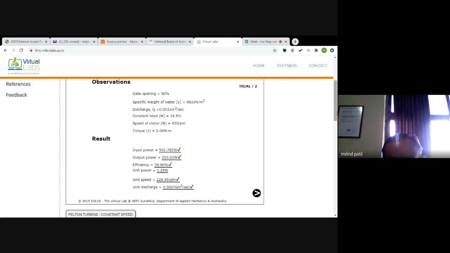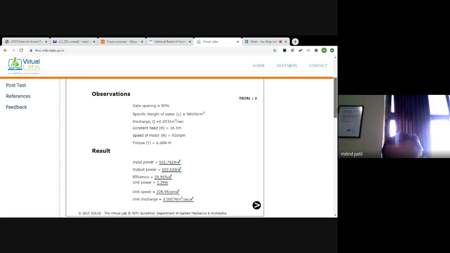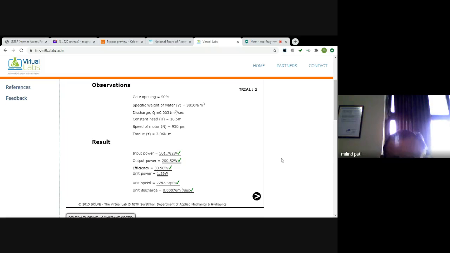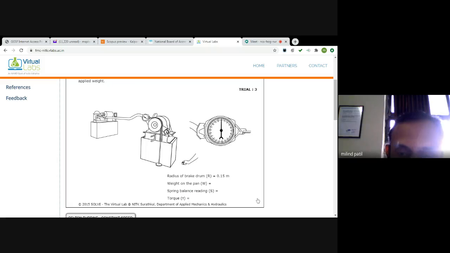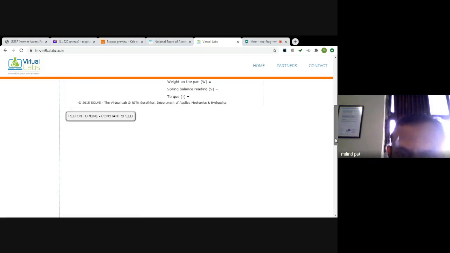Every time before moving to the next slide, you must take a screenshot of these readings once you finish, and then click on the next slide. This way you have to go on conducting the trial. Each individual student will conduct the trial. A minimum of 5 trials you must conduct, as I showed you, for a constant head, and submit your readings to me.